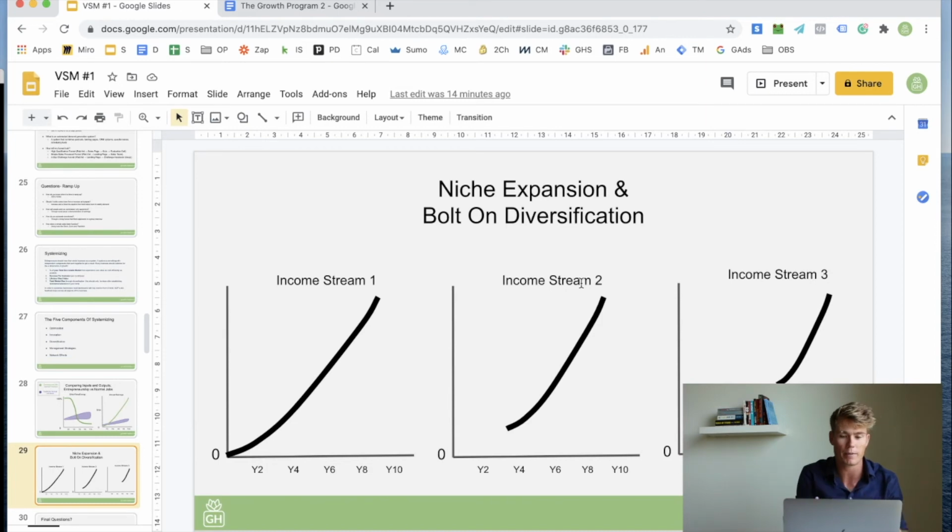You've already got your database, you already have your systems, you've got the people who know what they're doing, and you can niche on from there and bolt that on. And the same thing goes for future revenue streams after that.